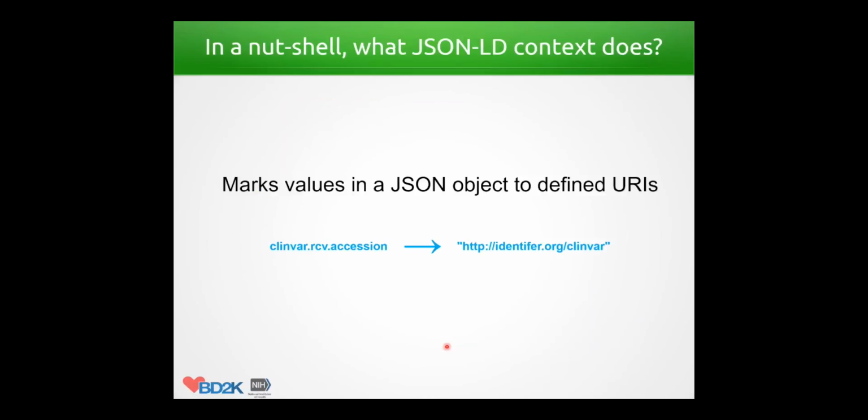So yeah, here's just a summary. In a nutshell, JSON-LD basically marks values in a JSON object to define the UI, like a ClinVar accession marked to this ClinVar UI.